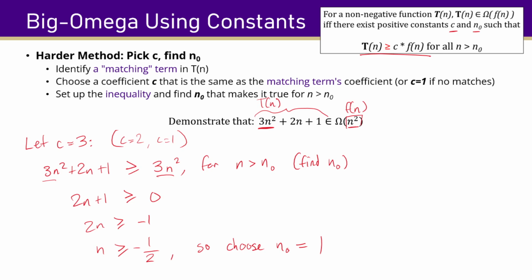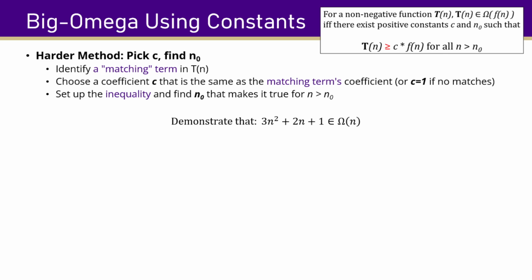Why did I pick 1? Why didn't I just pick 1/2? That's because c and n naught need to be positive constants. And so I could have picked n naught equals 1. I could pick n naught equals 2, 5, 500, right? It's pretty arbitrary, but n naught equals 1 works. So we'll go ahead and stick with that. And we found our two constants that demonstrate that our t of n is in big omega of n squared.